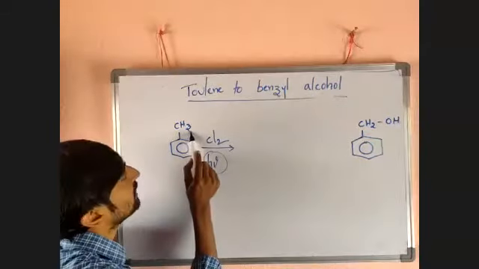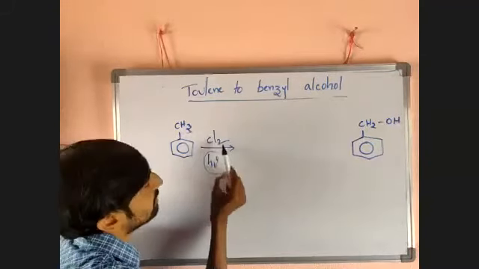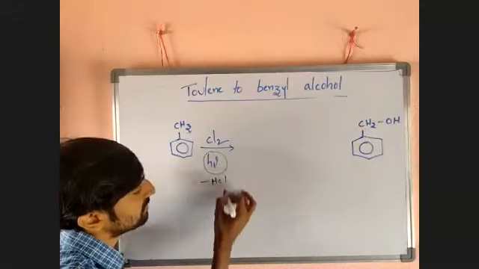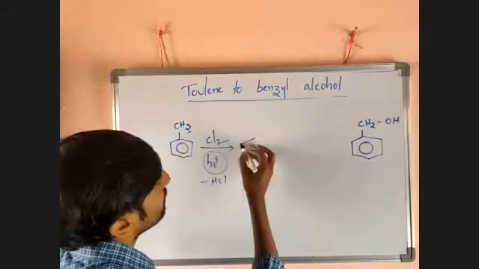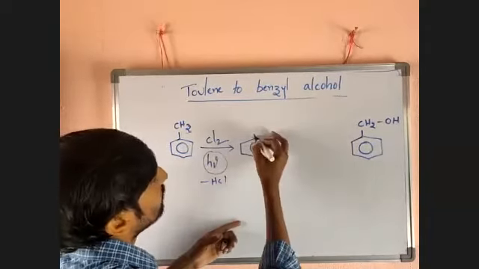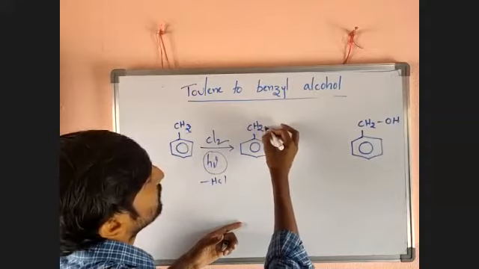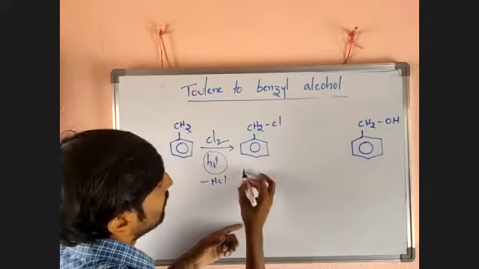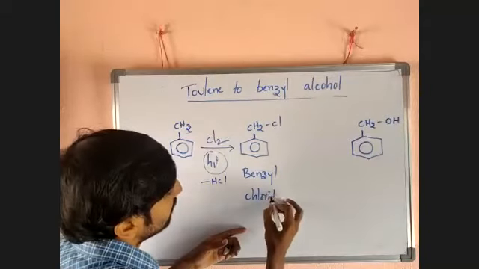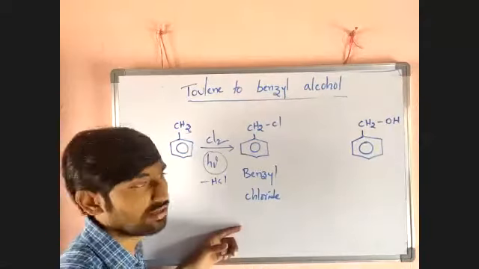Now, one of the H of CH3 will get the Cl eliminated in the form of HCl, minus HCl. Then what you will get? There is a ring, then here CH2 with Cl. Now what do we call that? Benzyl chloride. It is benzyl chloride.